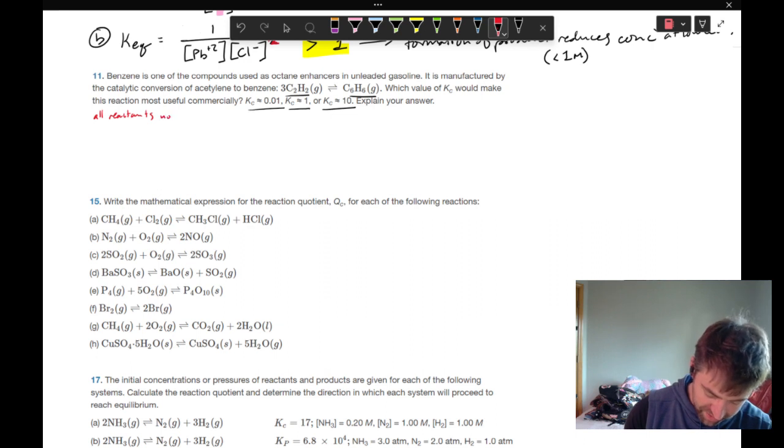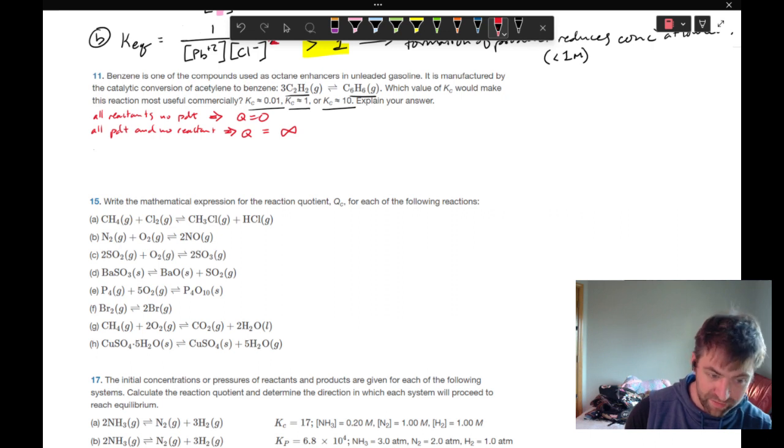If we have all reactants and no products, then your reaction quotient is going to be 0. It's all or none. If you have all product and no reactant, you'll have a reaction quotient of infinity. And if you have mostly reactant with little product, it's going to be a very, very small number.